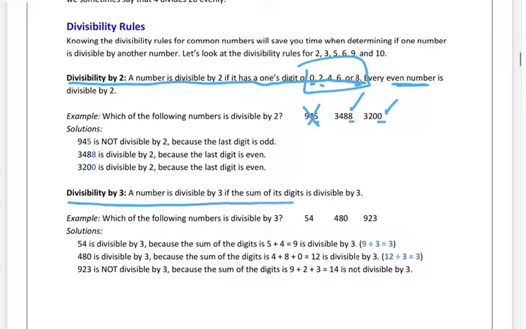Okay, divisibility by 3. This one is pretty cool. A number is divisible by 3 if the sum of the digits is divisible by 3. So all I have to do to see if 54 is divisible by 3 is add 5 and 4. 5 plus 4 is 9. Because 9 is divisible by 3, so is the number. We'll do the same thing with the next one. 4 plus 8 is 12. Because 12 is divisible by 3, it's legit. 9 plus 2 plus 3 is 14. We know 14 is not divisible by 3, so this one is not. So all you have to do is add the digits. If the sum of the digits is divisible by 3, so is the number.